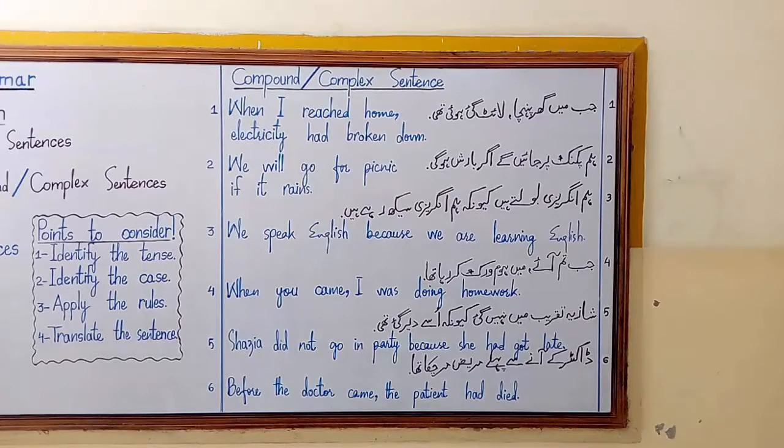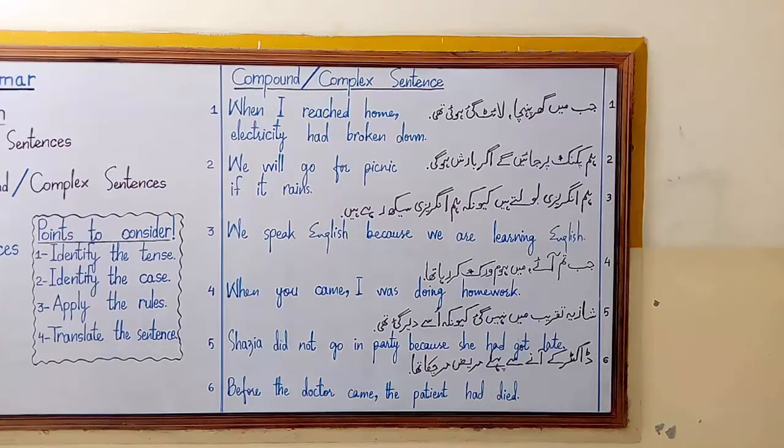Number 4, जब तुम आए मैं होमवर्क कर रहा था. When you came, I was doing homework. जब तुम आए, past simple, मैं होमवर्क कर रहा था, past continuous. You remember a very common combination of past simple and past continuous. जब तुम आए, when you came, मैं होमवर्क कर रहा था, comma, I was doing homework. Clear? You only need to understand the tense, the correct tense.